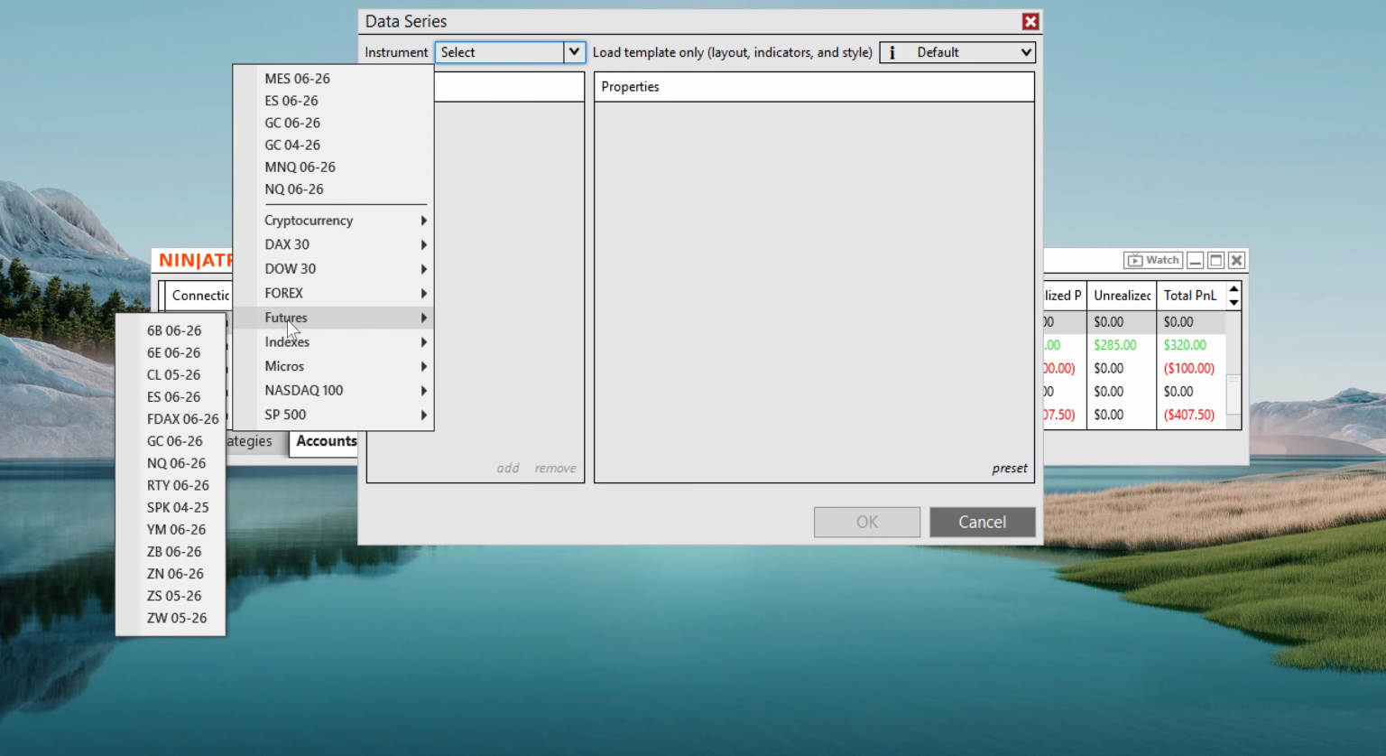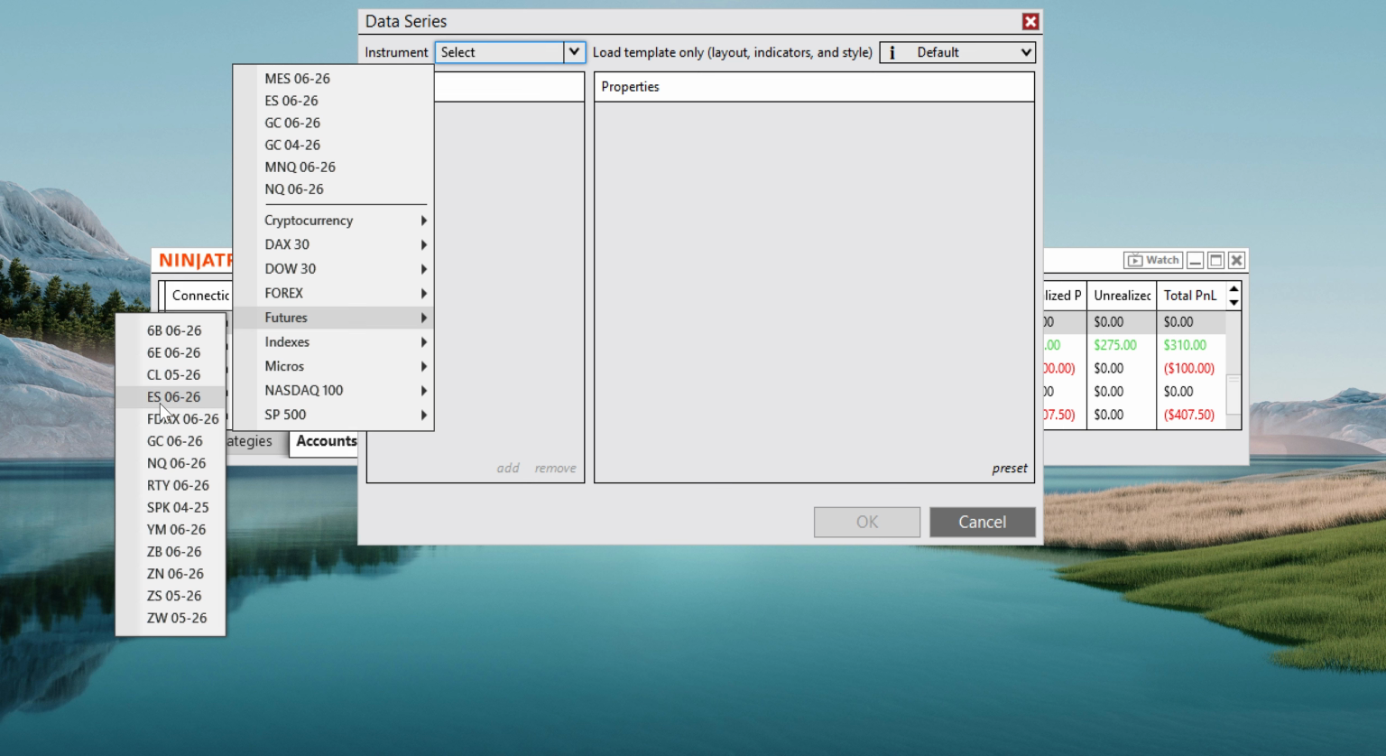So I'll go to Futures, and then I go to ES, and then I check 06-26, that means June 26, which is the future month contract. So this is the correct one. Sometimes you can see older ones like March or something. You shouldn't select that because that wouldn't have any traffic. Nobody's trading those older contracts, they're expired.